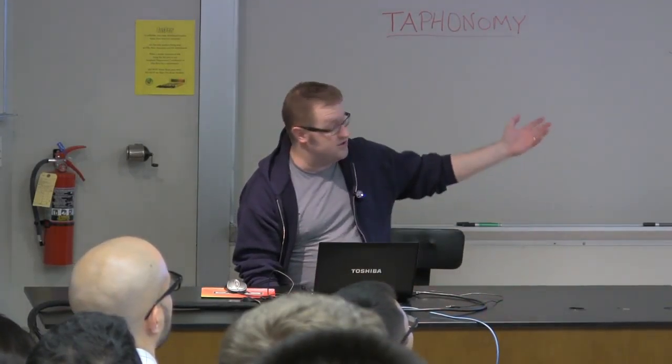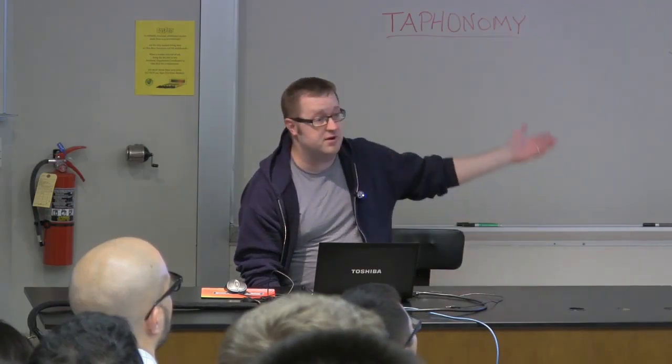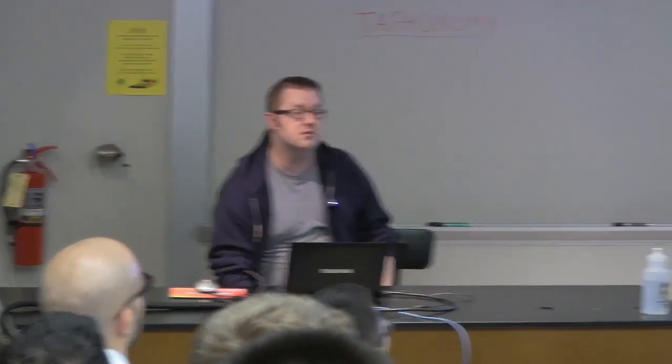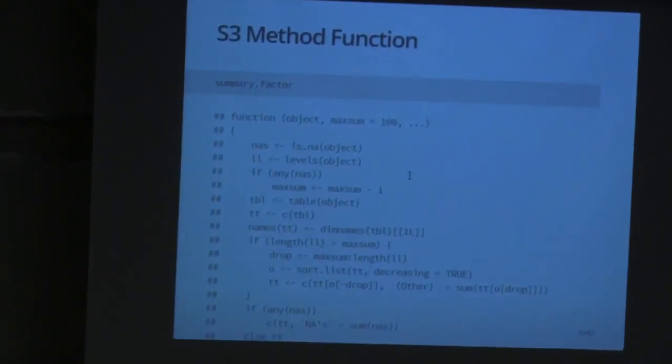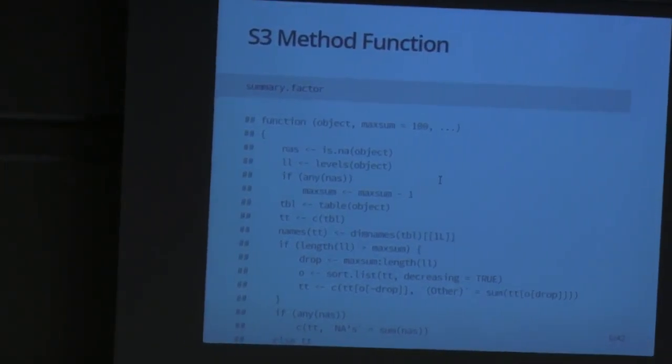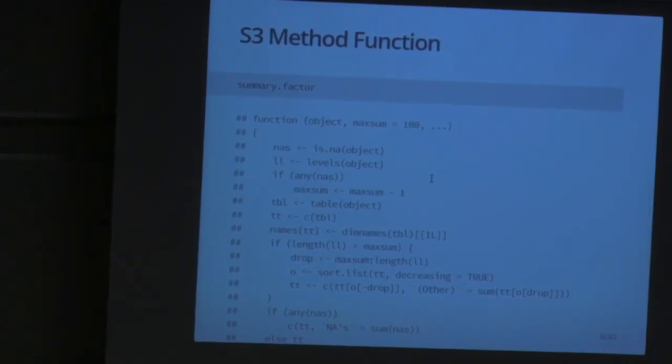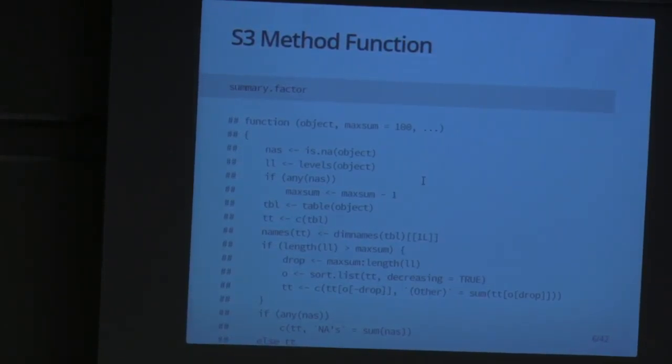If you look at the individual functions here, like summary.factor, you can't see the whole thing, but it's a pretty conventional looking R function. There's nothing special or weird about this. This is the kind of R function that you write all the time. It just happens to have a special name. It's summary.factor, and summary just happens to be a special kind of function that calls methods.